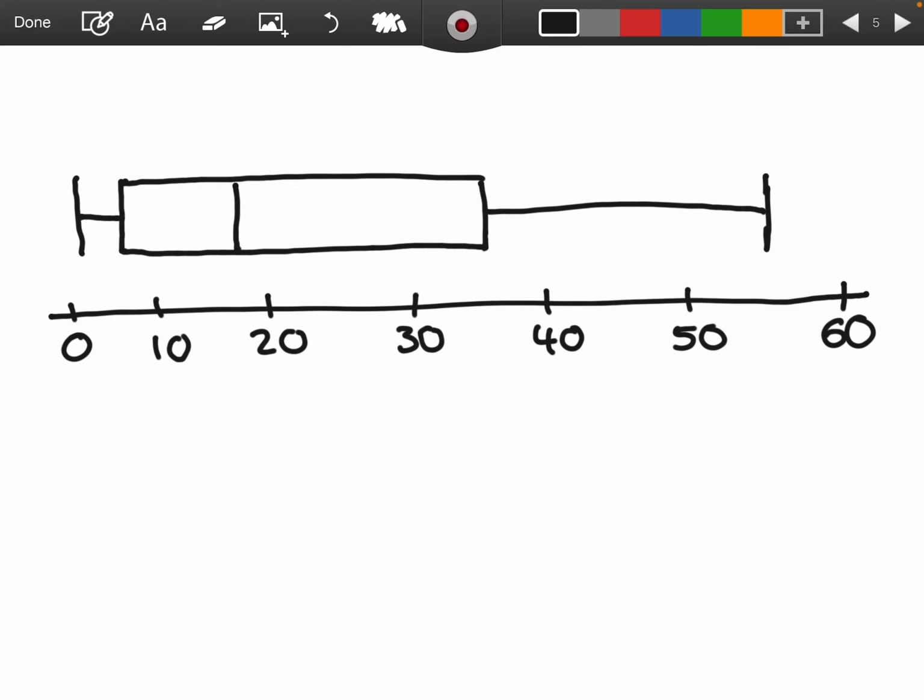And like I said, if your box, which contains the middle 50% of data, lands lower on your number line, then you know that the majority of your values are lower. If it lands to the right on your number line, you know that the majority of your values are higher. And also, the longer the box, the larger your spread of data. Okay.